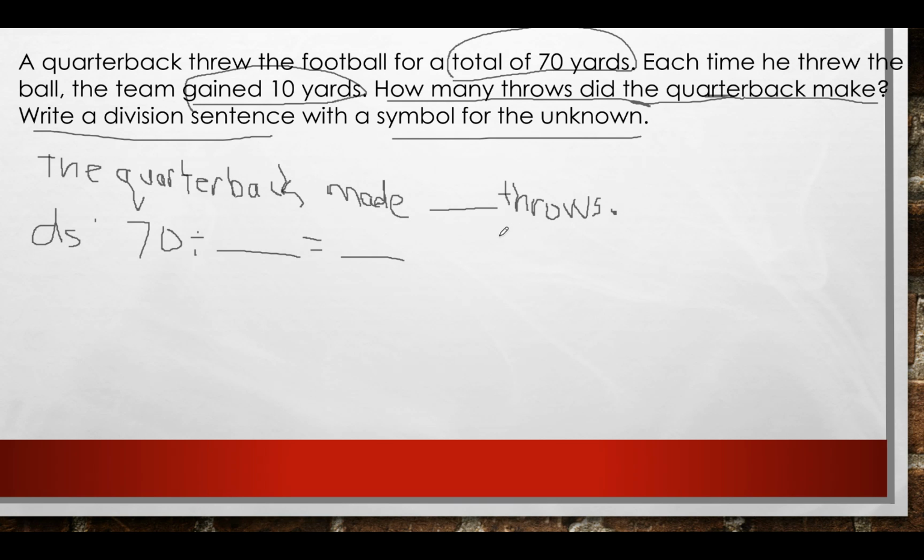All right, so we could do that using repeated subtraction. So we would say 70 minus 10, and we could keep on subtracting 10 until we get to 0.